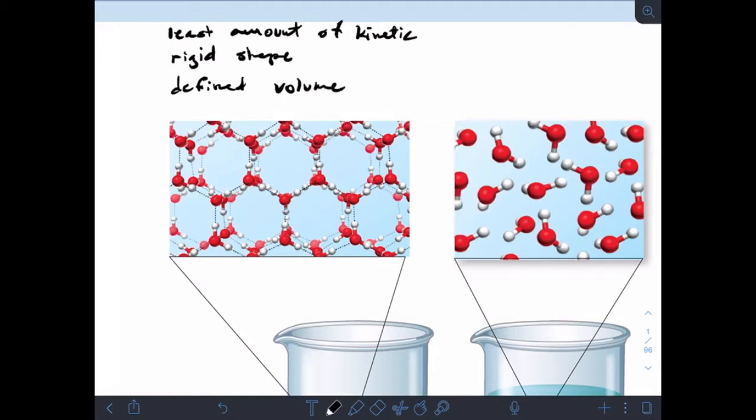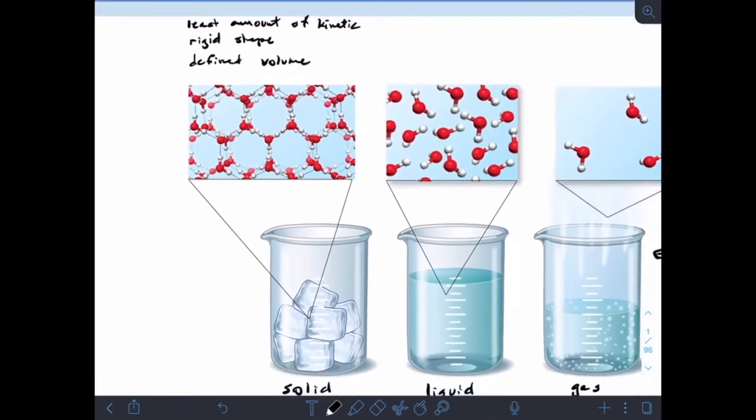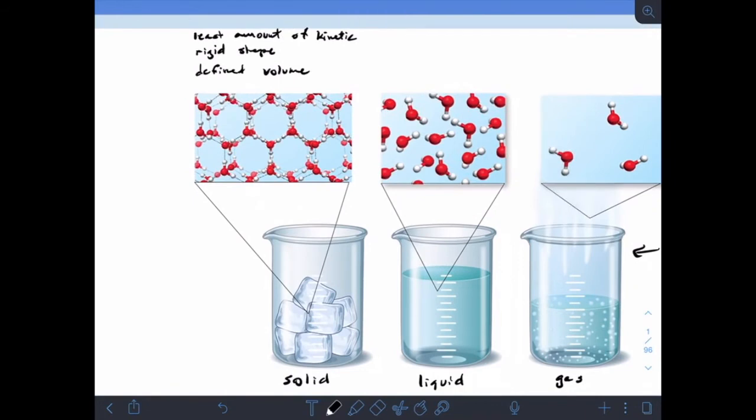Thinking about going from a solid to a liquid, in this case, solid water to liquid water, in order to do that, we have to add some thermal energy. We have to warm it up. So we're going to put some energy into that solid, and we're going to cause those molecules to vibrate a little bit faster and a little bit faster and a little bit faster until those forces that are holding them in place are broken. And when we do that, now we have molecules that can move past each other. So we have a liquid.